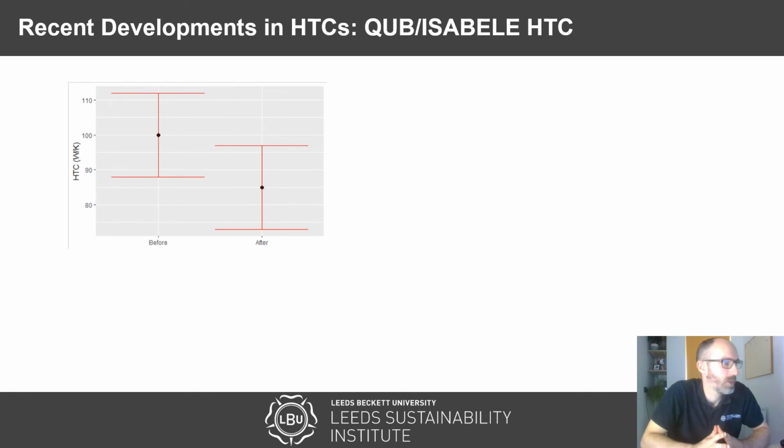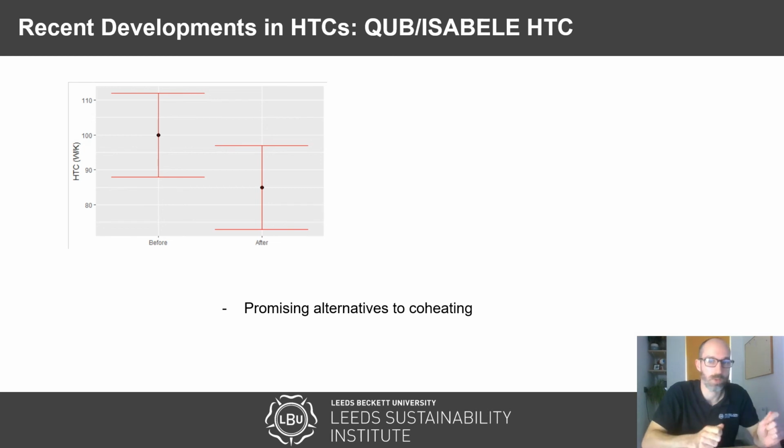So for example, the Cube or Isabel tests. Now these are promising alternatives to the coheating test. They have been shown to work certainly in some scenarios, and there's validation work ongoing to test other scenarios in which they could perhaps be used. However, they do tend to have a lower accuracy than the coheating test. So if you were looking at the before and after of a product that was expected to have a small impact on HTC, maybe better with coheating, but if it was expected to have a large impact, then you could possibly use Cube or Isabel.